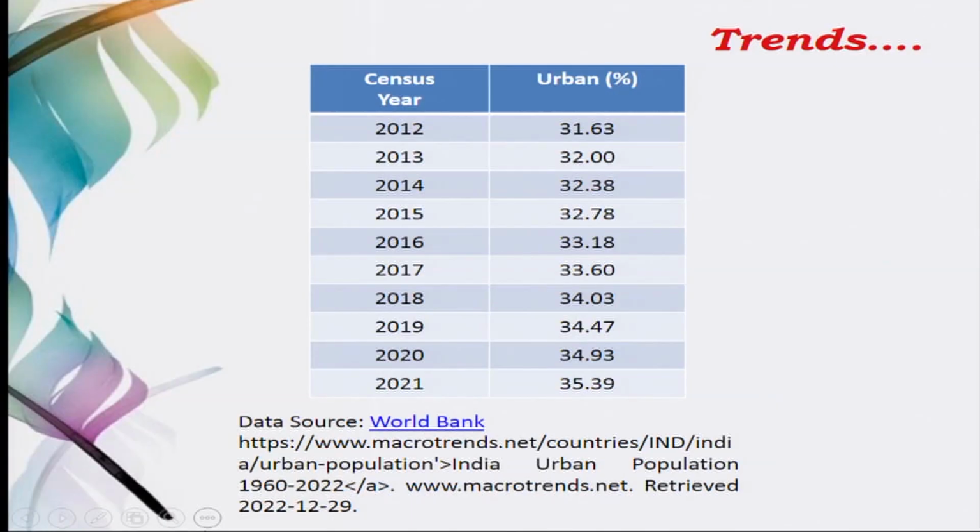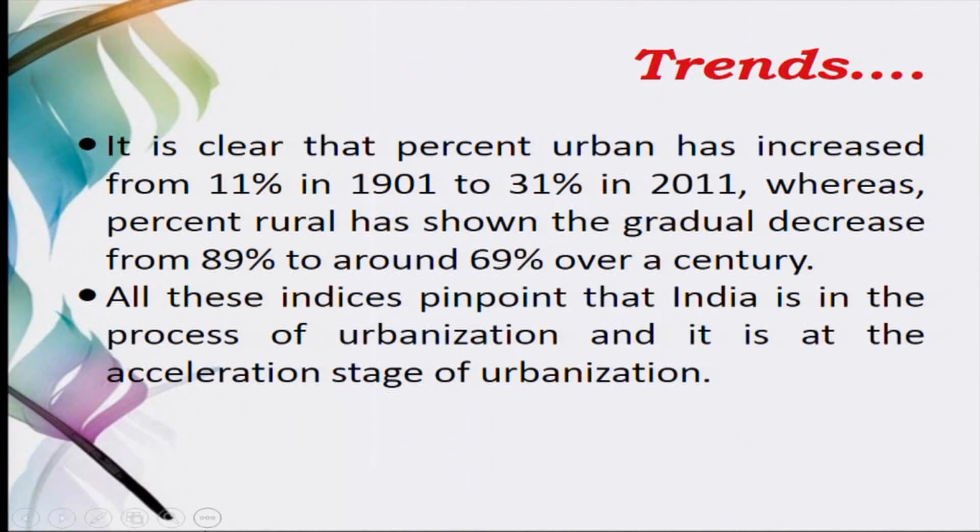In 2021 another census will happen. This is the projected share of the urban percentage of population in India. That data was published by the World Bank. So, it is clear that the urban percentage of population has increased from 11% to 31% in 2011, whereas the rural percentage has decreased from 89 to around 69 over the country.